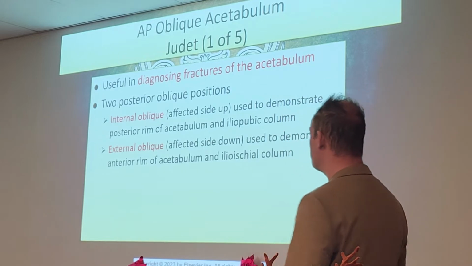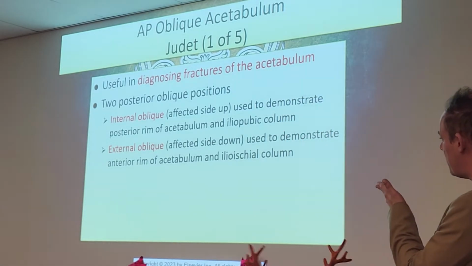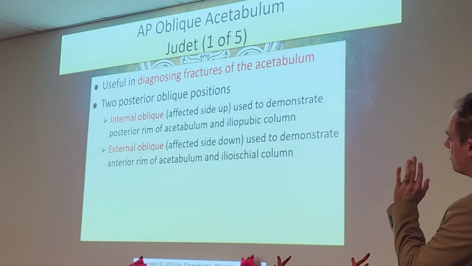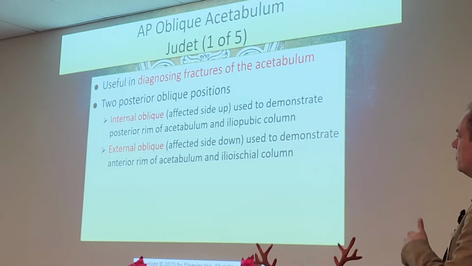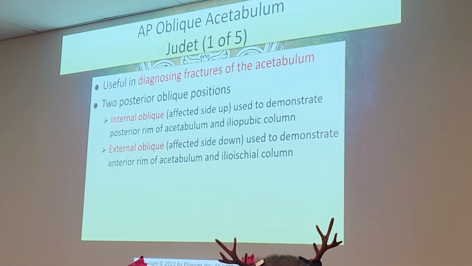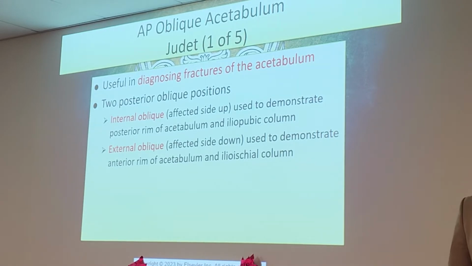So for the internal oblique, we're going to focus on the affected side up. That's going to specifically show us the posterior rim of the acetabulum and the iliopubic column. For the external oblique, we'll put the affected side down, and we use that to demonstrate the anterior rim of the acetabulum and the ilioischial column. Please know both those bullet points.